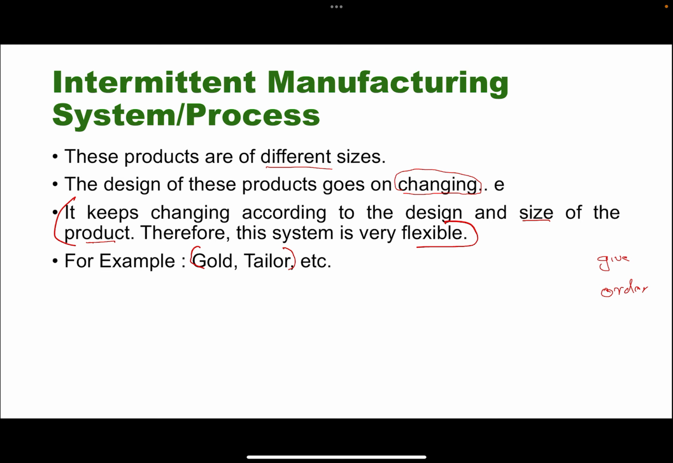But one thing to note is that the products manufactured using the intermittent manufacturing system are costly compared to those of mass production and continuous flow production.